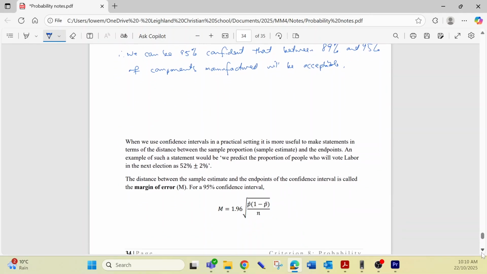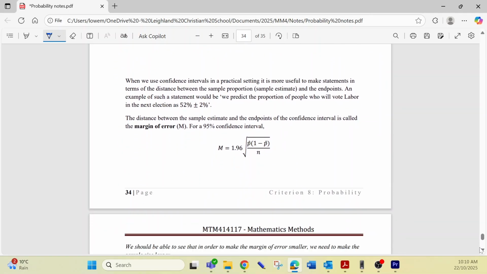Okay, so moving on. When we use confidence intervals in a practical setting, it's more useful to make statements in terms of the distance between the sample proportion, which is the sample estimate, and the endpoints. An example of such a statement, typically used when taking polls, would be: we predict the proportion of people who will vote Labor in the next election as 52%, plus or minus 2%. That 2% is what's called the margin of error.